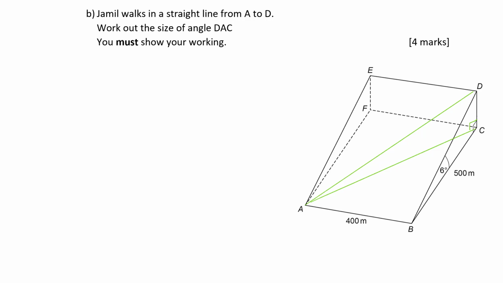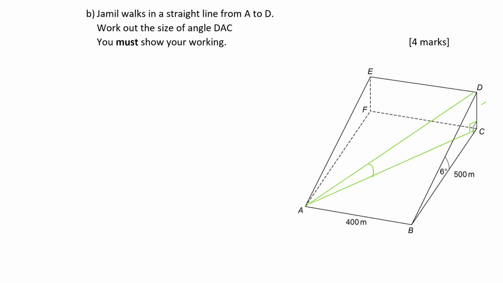What do I know about it? Don't know a lot right now, do we? I want to work out the size of angle DAC. I want to find this angle here. I know DC. I just found it. It was 52.6, wasn't it? So I know that side is 52.6, roughly. So I need another thing. If I want to work out this angle here, I'm going to have to find another thing in this triangle.